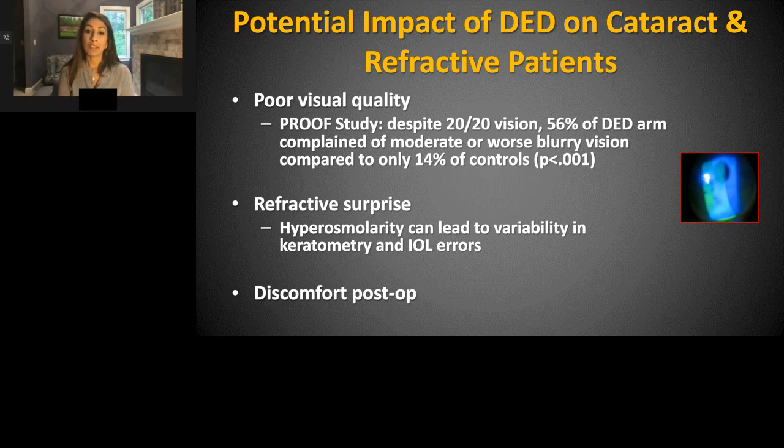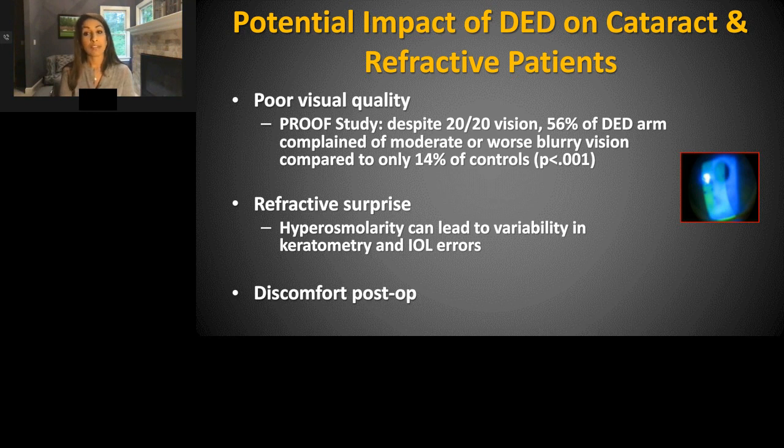So if we look at the PROOF study, this study really confirms that patients will suffer from poor visual acuity or visual quality after cataract surgery. And this really shows that even though we do our vision test and we ask our patients to read a line on the chart, a lot of them are 20/20, but they describe it as a very poor 20/20.